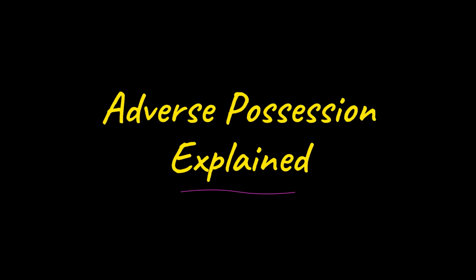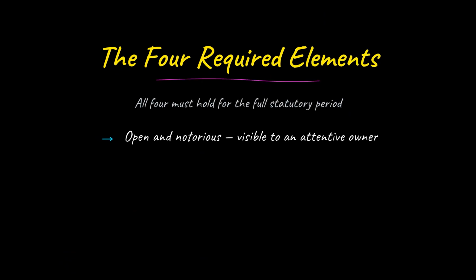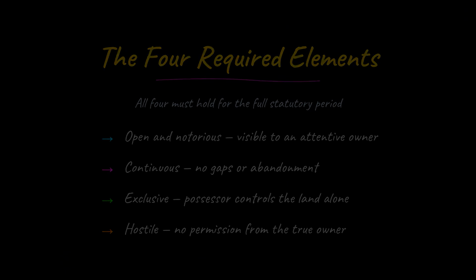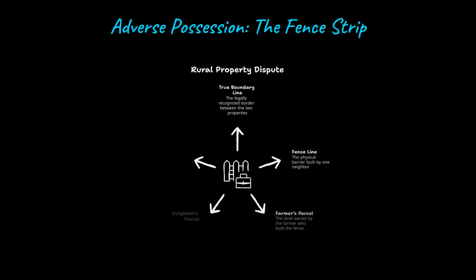It rewards someone who openly occupies and uses another's land over a long period of time. Every element must be satisfied simultaneously. Open and notorious means the use is visible enough to put the owner on notice. Continuous means the clock never resets. Exclusive means the possessor, not the public, controls the land. And hostile means without permission, because permission makes the occupant a guest, not an adverse claimant. Imagine a farmer near Chillicothe who builds a fence a few feet onto a neighbor's land and farms that strip openly, year after year, without ever asking permission.